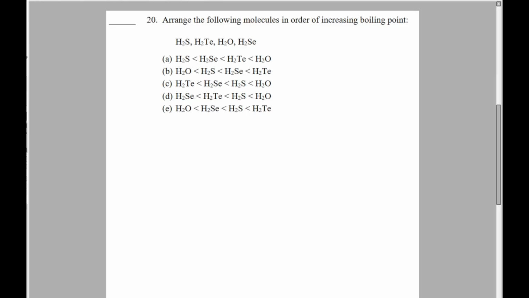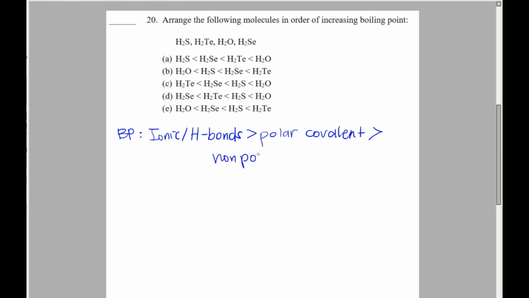20. Arrange the following molecules in order of increasing boiling point. So for this question, it's probably a good idea to recall the general trend of boiling point. The general trend goes like this: hydrogen bonding and ionic compounds have the highest boiling point because they're the hardest to break and have the strongest bonds. And then it's going to be the polar covalent bonds, and then the non-polar covalent bonds or molecules.